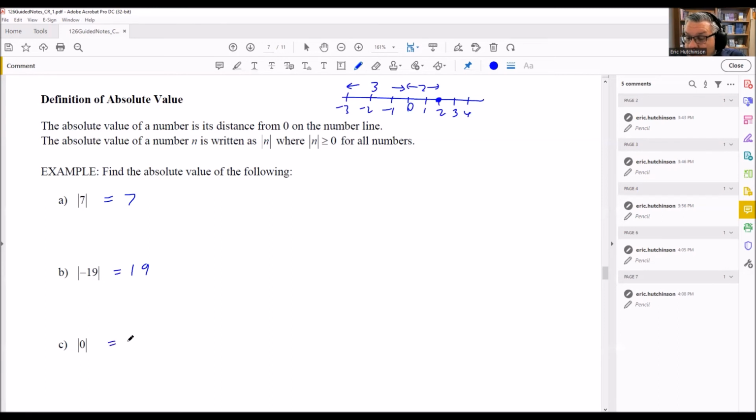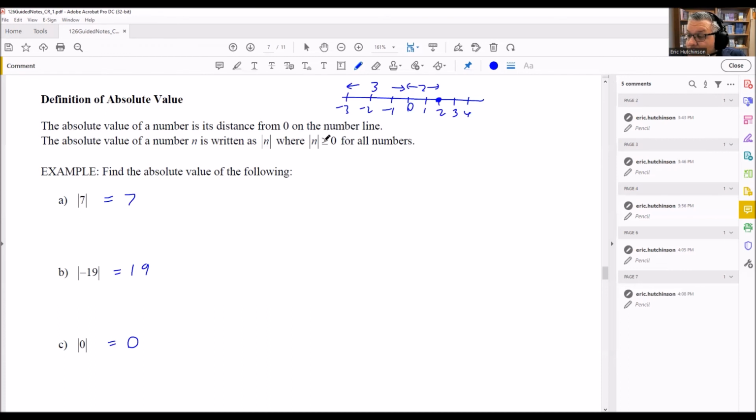The absolute value of 0, well, that's going to be 0. If you're at the 0 line already, that means you're a distance of 0 away from itself. So that means the absolute value of 0 is 0. So notice that no matter what, you're going to get a number that's always going to be either positive or 0. And that's exactly what this says here.